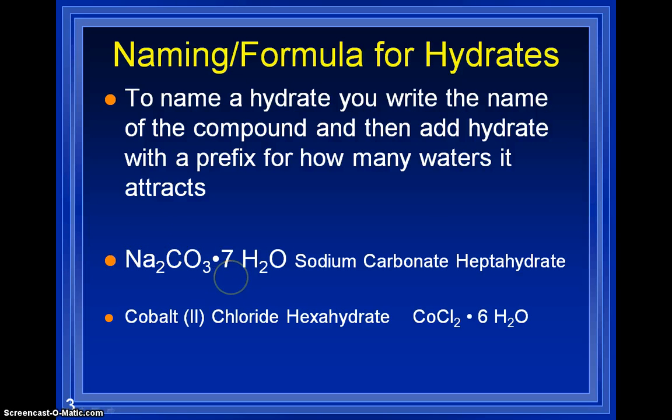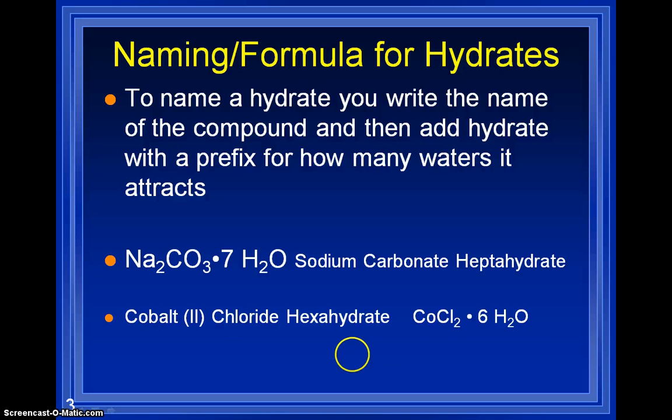But sodium carbonate is a hydrate that attempts to attach 7 waters to itself. The way we show that in the formula is we put a little dot, we put the number 7, and then we put H2O after it. Now, when we name it, we just write the name of the compound, sodium carbonate, and then we add in the hydrate portion of it. We're going to use the same prefixes we learned in covalent naming, so 7 is hepta, and we would just say sodium carbonate heptahydrate.